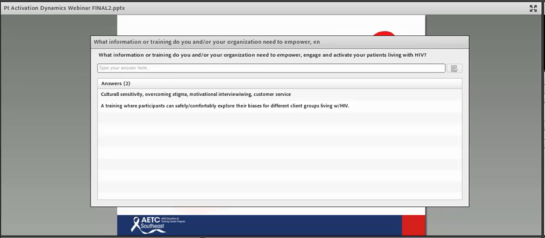A training where participants can safely, comfortably explore their biases for different client groups living with HIV. I totally support that, and I know we would like to help you with that. I think that's really important, and I have a few clinics that have raised their hand and said, please help us with that. And I really applaud the fact that you're one of those clinics that is raising their hand.